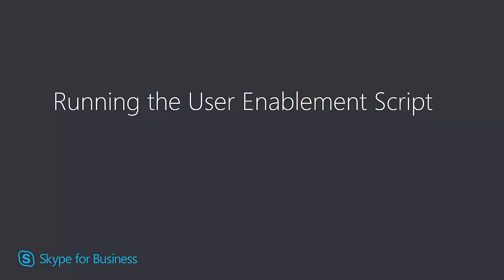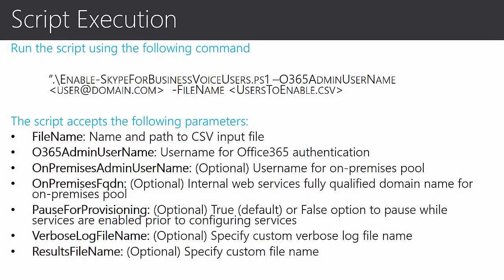So how do you run the user enablement script? It's fairly simple. Once you download the asset and unzip it, you will have a script in there called Enable Skype for Business Voice Users. There are only two required parameters. If you don't actually give me the parameters when you run the script, it will prompt you for those parameters. The first one is the Office 365 admin username.